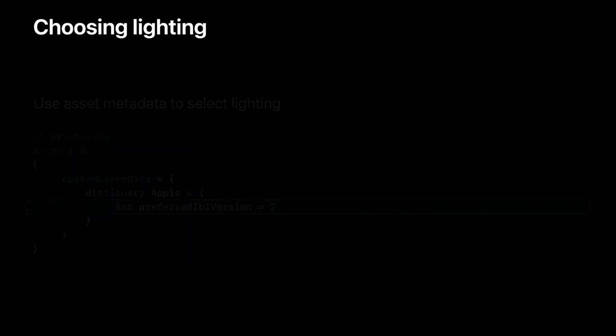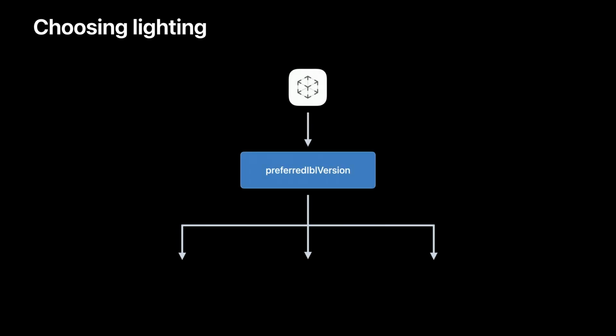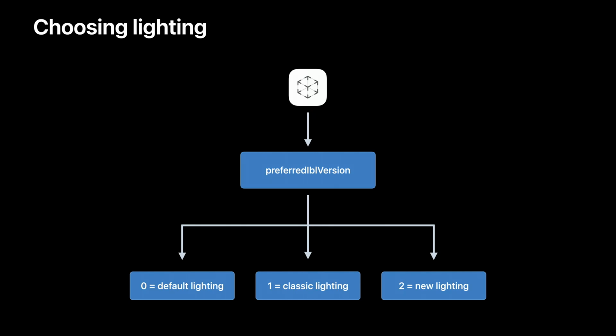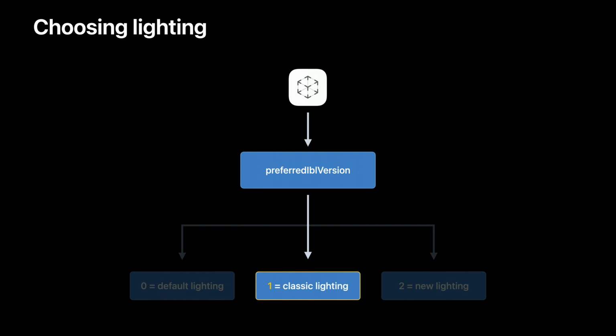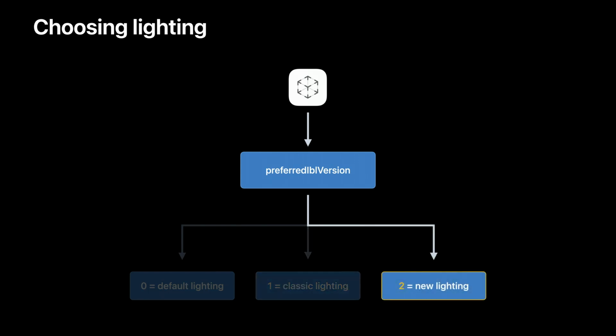Let's understand this in more detail. The preferred IBL version metadata can hold values of 0, 1, and 2. An asset with preferred IBL version set to 0 will use the system default lighting. If set to 1, it will continue to use the classic lighting. A value of 2 will give you the new lighting. This means you can easily update your current assets to the new lighting as well. We recommend that you make an explicit choice and set this metadata in all of your assets.